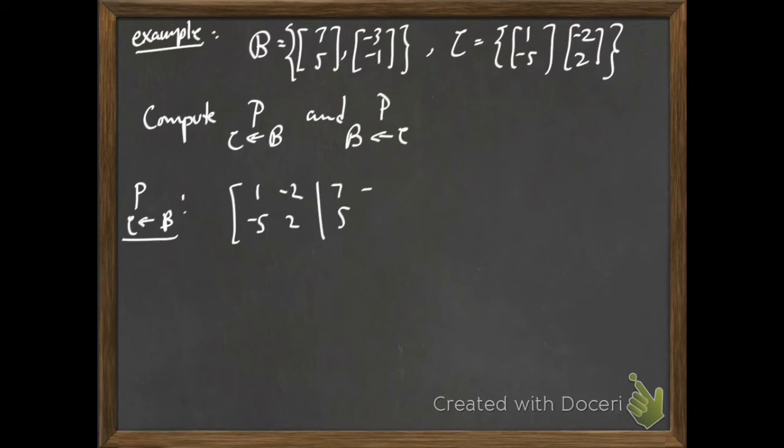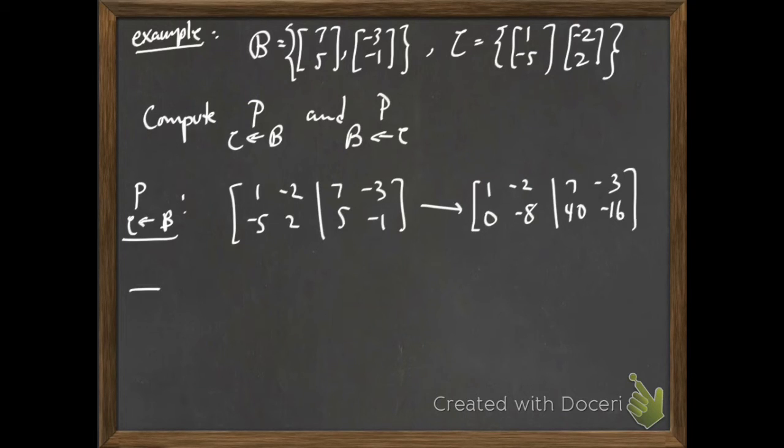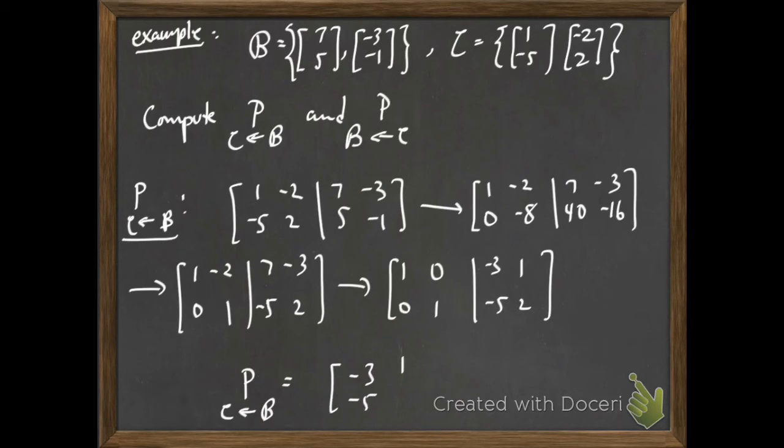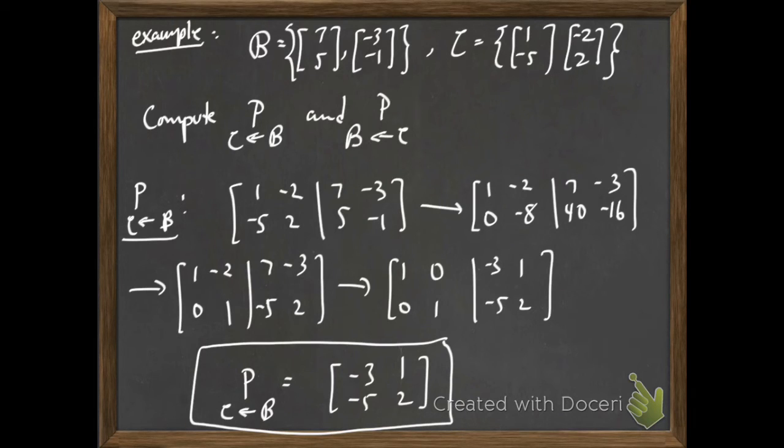So let me just pick one. I'll go from B to C, which means I write down the C vectors on the left and the B vectors on the right and construct this big matrix. And then I'm going to row reduce. When I go through the steps of the row reduction, I push it all the way to reduced echelon form. I end up with the identity matrix here on the left, and on the right I have this minus 3, 1, minus 5, 2 matrix, and that's exactly the change of coordinates matrix P from B to C.